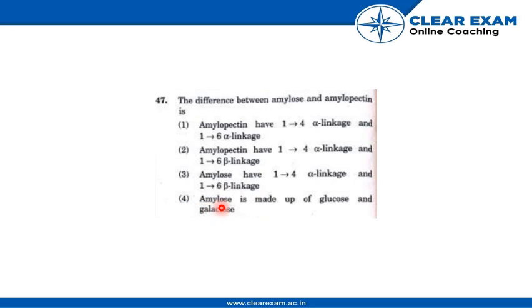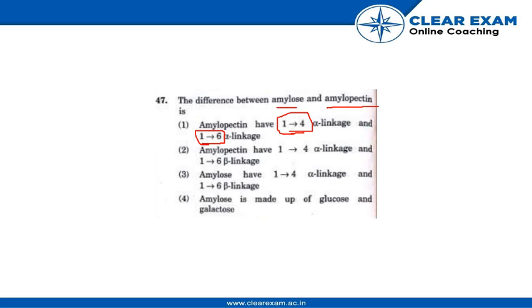Fourth, amylose is made up of glucose and galactose. Firstly, in amylopectin, there are two linkages such as 1 to 6 glucosidic or 1 to 4 glucosidic.